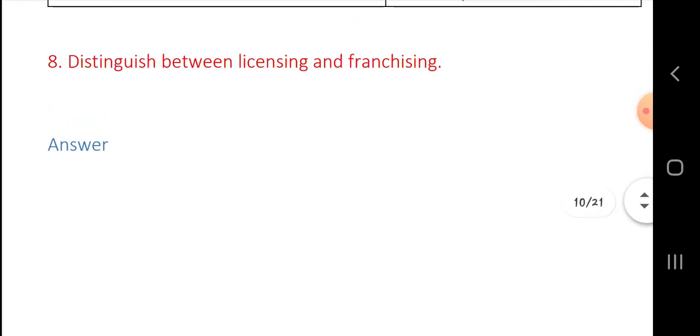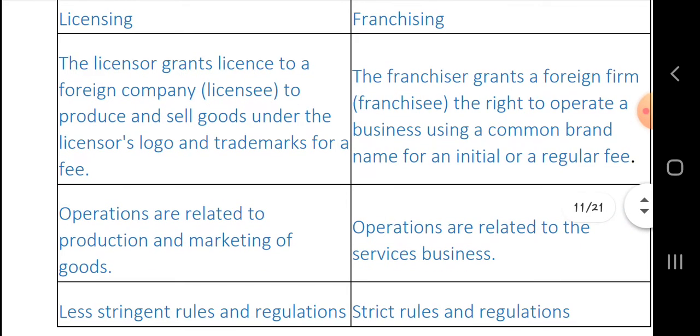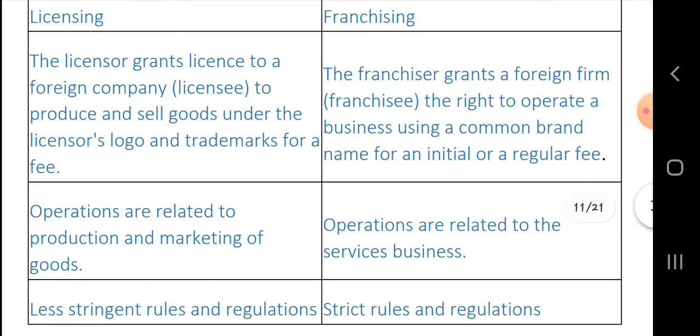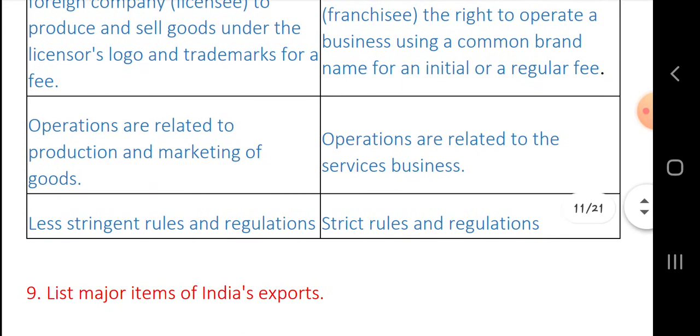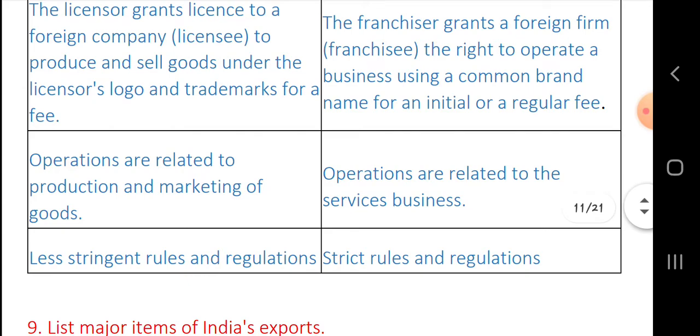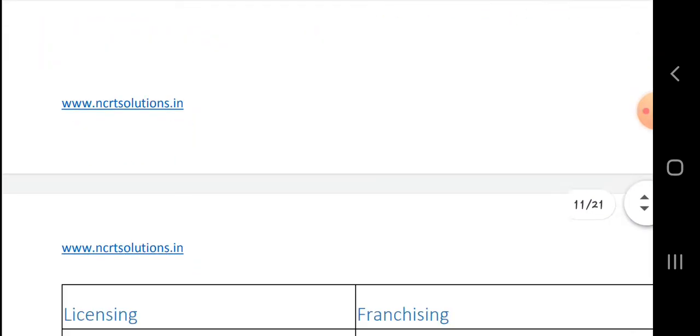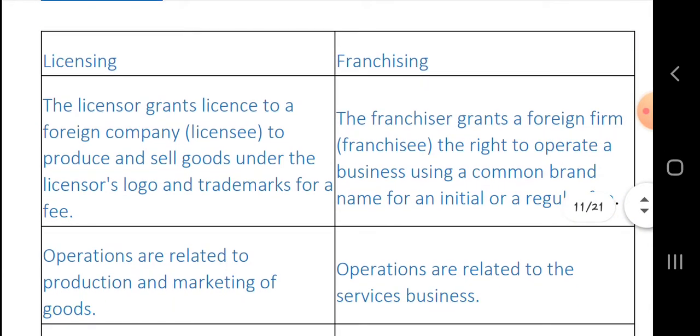Next, let us know about the difference between licensing and franchising. The licensor grants a license to a foreign company to produce and sell goods under the licensor. In franchising, the franchisor grants a foreign firm the right to operate a business using a common brand. In licensing, the operations are related to production and marketing of goods. In franchising, operations are related to service business. Licensing has less stringent rules and regulations, while strict rules and regulations are there in franchising.